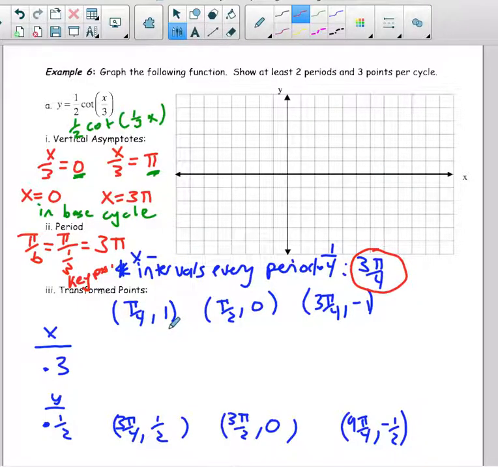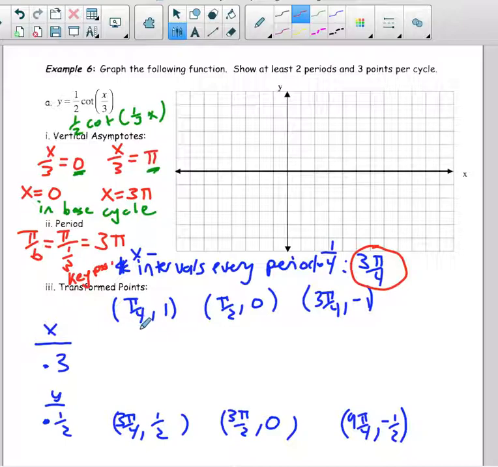The next thing we did was we transformed the key points on cotangent. These were pi over 4, 1, pi over 2, 0, and 3 pi over 4, -1 from the parent function. And then we said what transformations occur. We're going to multiply x values by 3 because we have x over 3 here. We do the inverse to x, what we see in the function, and y values are multiplied by 1/2. So these are going to be the points that we're going to plot.